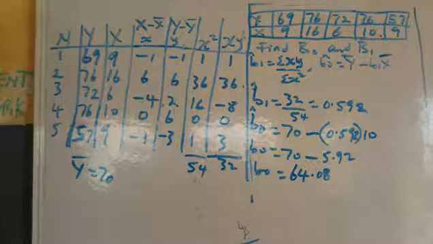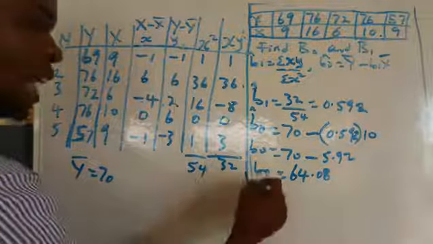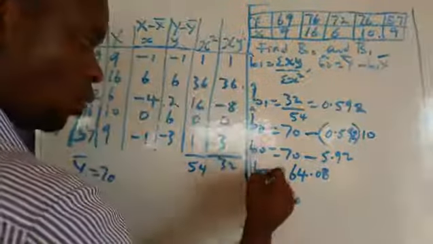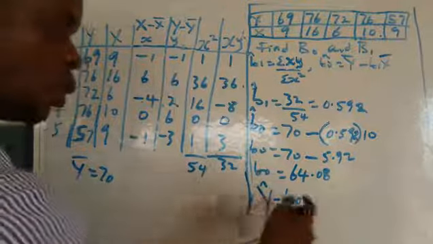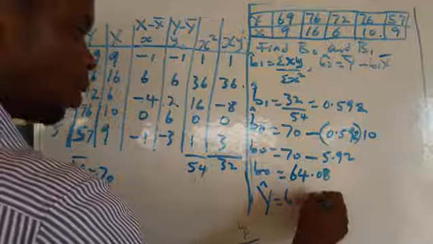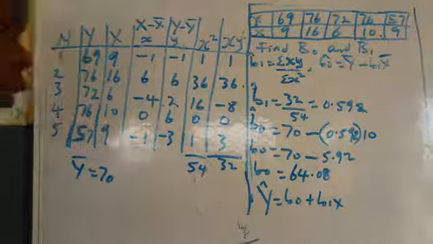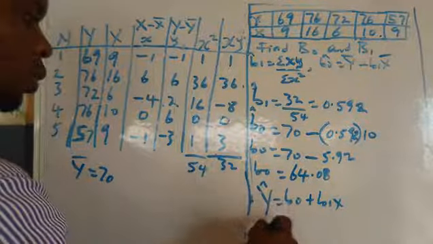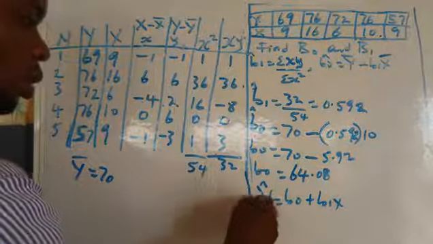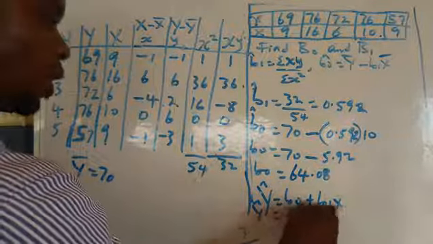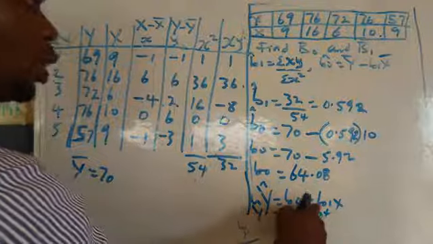That's all. We are done with this. So don't forget our y. The real y is going to be our estimated value, b naught plus b1 x. So if you want to get this now, just insert b naught, which is 64.08, plus b1. Insert your b1.